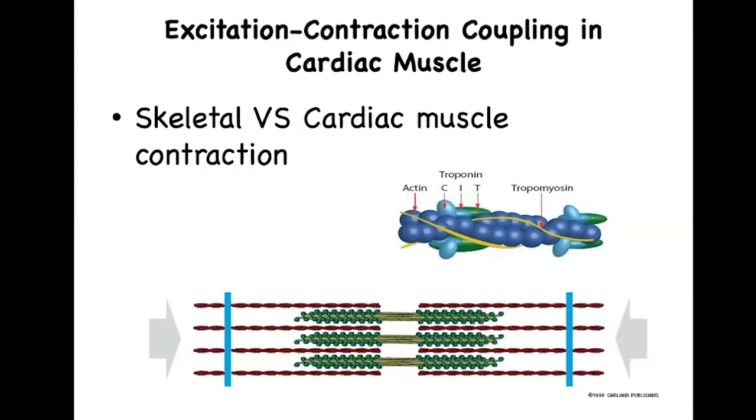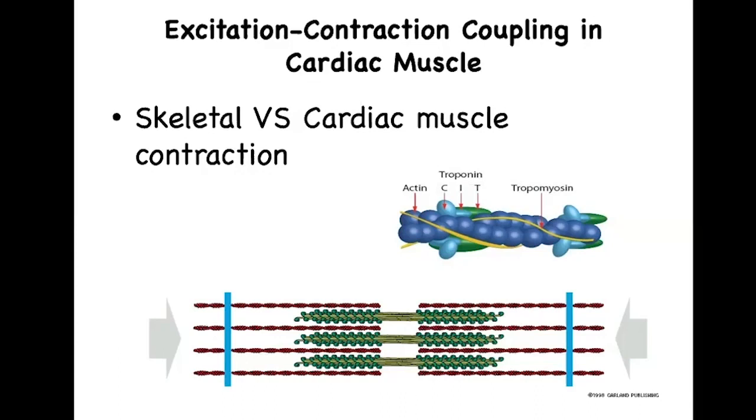Troponin is another protein, and you can see that we have three subunits here, C, I, and T. Troponin has binding sites for calcium. And associated with the troponin is tropomyosin. This is a long filamentous protein, and what the tropomyosin does is it covers up the binding sites on actin. So as long as the tropomyosin is covering up those binding sites on the actin, the myosin heads cannot bind. And those myosin heads have to be able to bind in order for a contraction to occur.